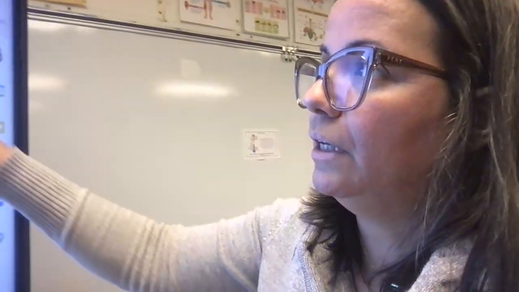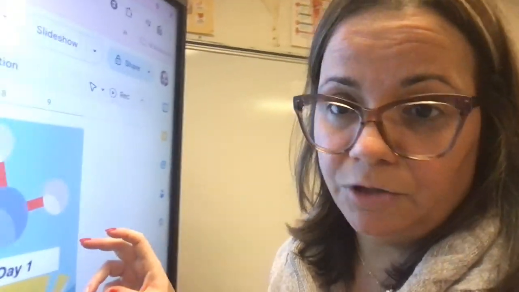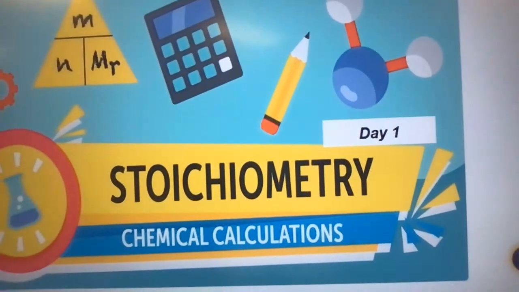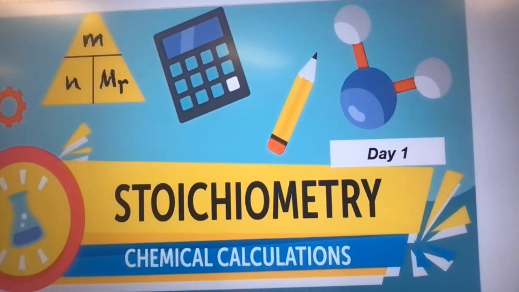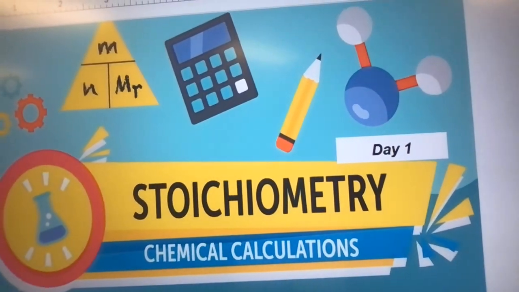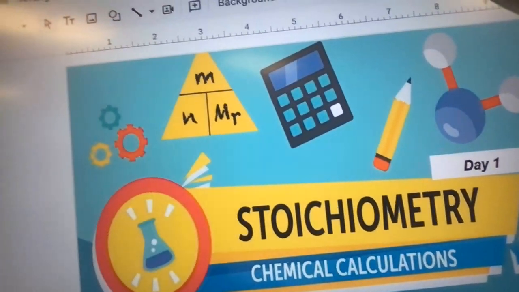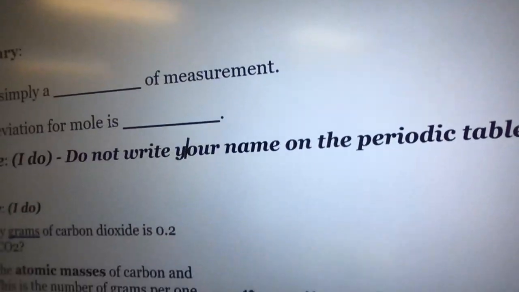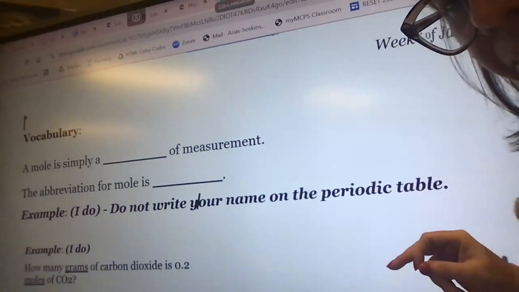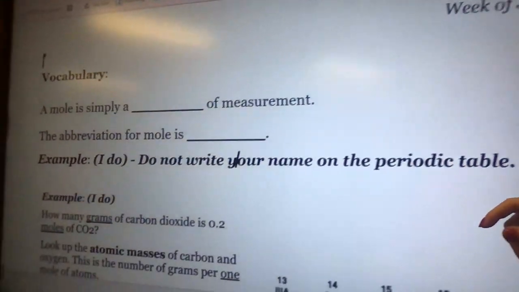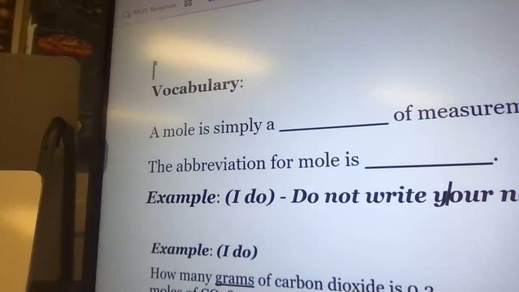Anyways, what you're going to do, you're going to go to my MCPS classroom and chemistry class. Go to your homepage and you're going to find our lesson for today. So the title is Stoichiometry. How do you spell that? Stoichiometry. When you go to my MCPS classroom homepage, click on this one. This is your lesson, and this is actually your notes. For the first part, it says a mole is simply a.